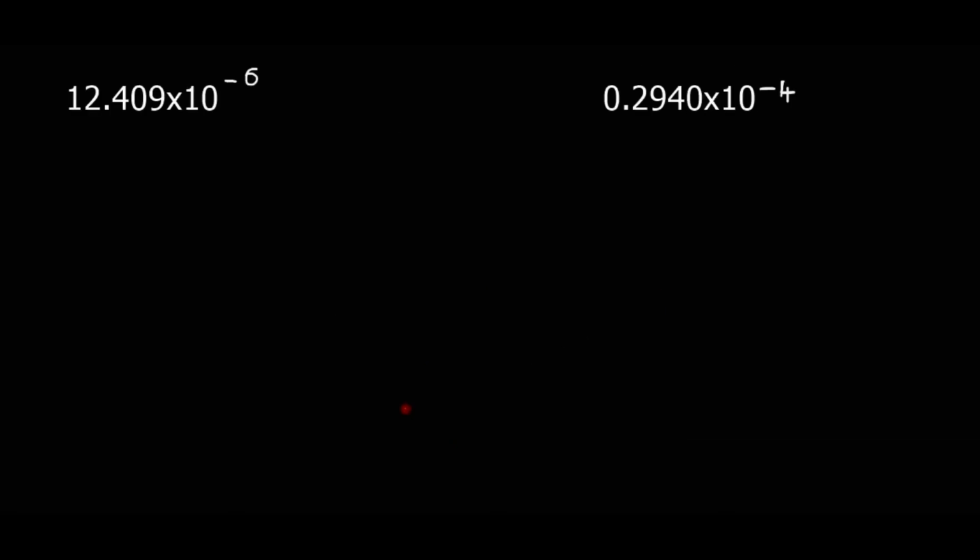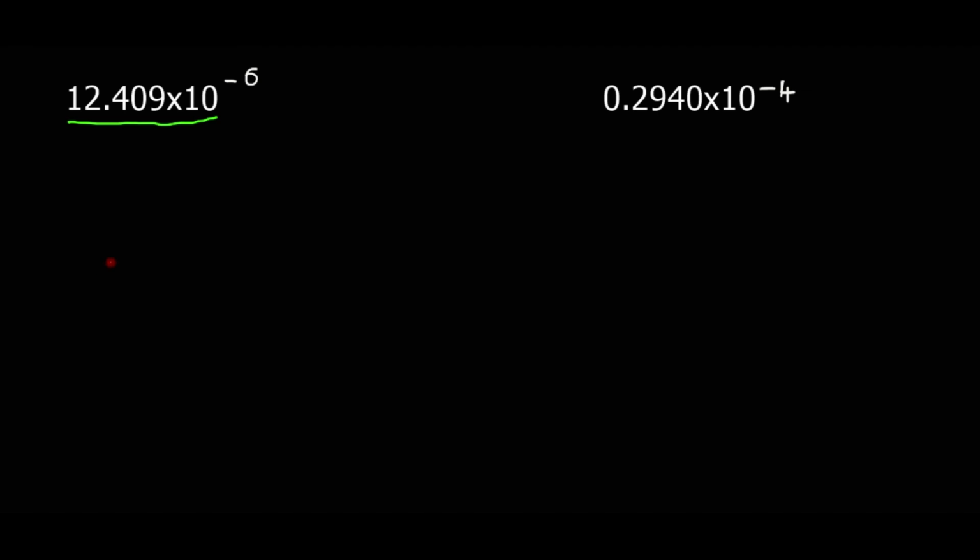And what about these numbers? Are these numbers in scientific or in ordinary notation? What can you say? At level this one, 12.409 times 10 to the power negative 6. This number is not in scientific notation. This is why.